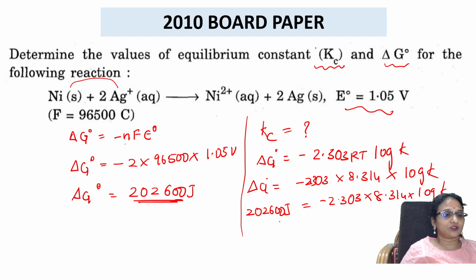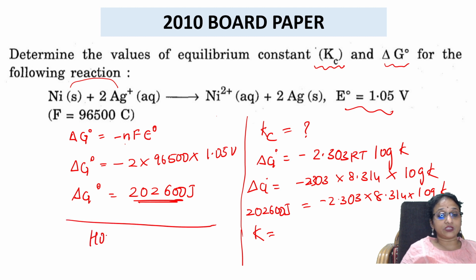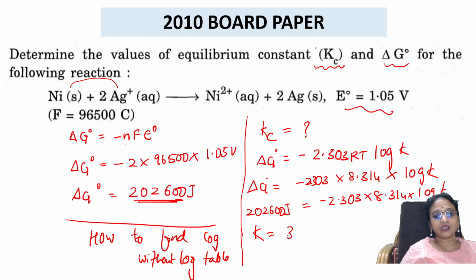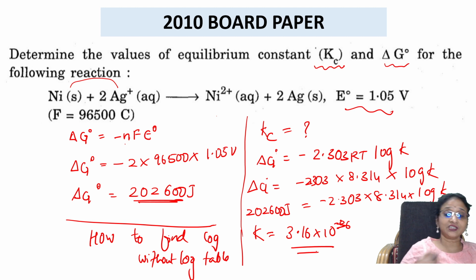Correct, students? So I want log K outside. So I'll take this out and solve for the K value. I also did a video on how to find log without a log table, so please watch that video. You will get an answer of around 3.16 into 10 raised to the power of minus 36. Yes, it's a constant. Around 36 I'll be getting it. Easy question, very easy question.